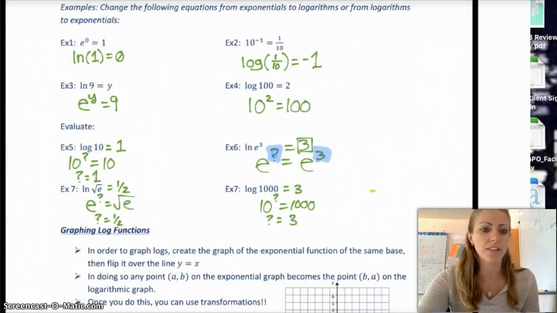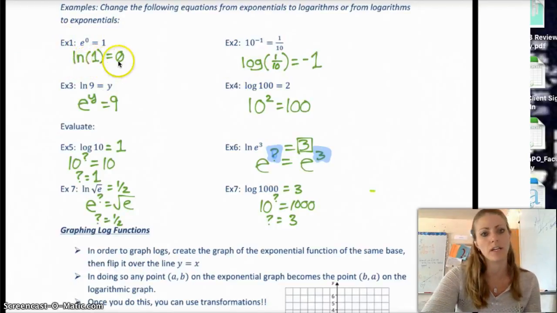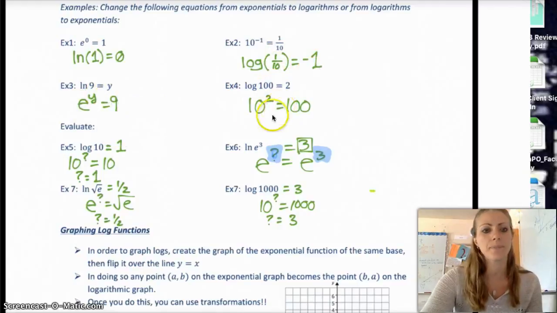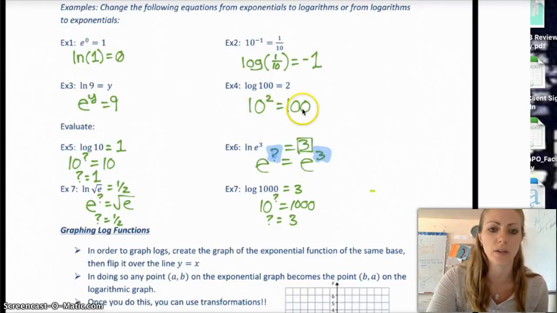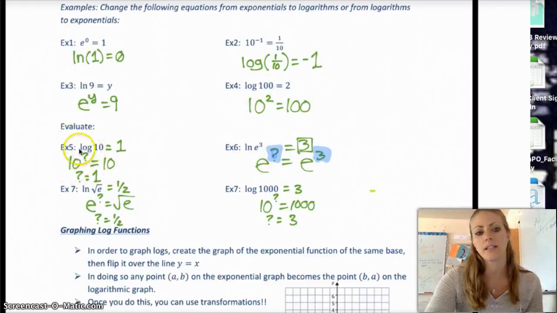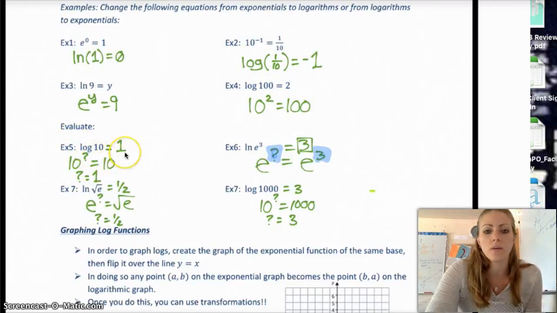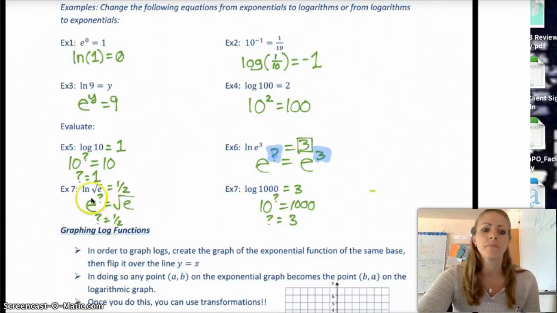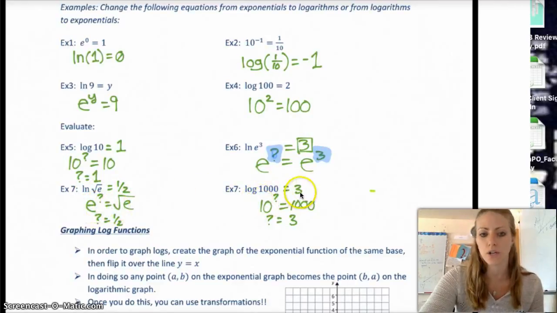Okay, so here are the solutions. 1, 2, 3, 4: the natural log of 1 equals 0. 2 is log of 1 over 10 equals negative 1. e to the y equals 9. 10 squared equals 100. And then evaluate. This is 10 to what power equals 10, so that's 1, 10 to the first. 3, because e to what power equals e cubed, that would be 3. Then you have the natural log of root e equals a half, because e to the 1/2 equals the square root of e. And then 10 to the third equals 1,000.